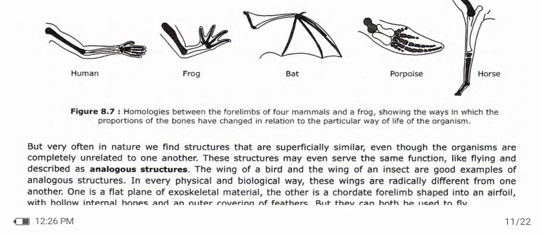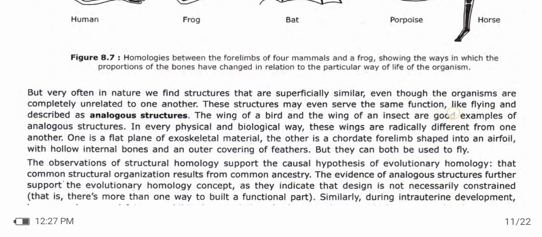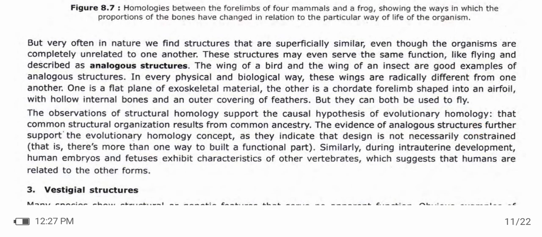But very often in nature, we find structures that are superficially similar, even though the organisms are completely unrelated to one another. These structures may even serve the same function, like flying, and are described as analogous structures. The wing of the bird and the wing of an insect are good examples of analogous structures. In every physical and biological way, these wings are radically different from one another. One is a flat plane of exoskeletal material, and one is a chordate forelimb shaped into an airfoil with hollow internal bones and an outer covering of feathers. But they can both be used to fly.